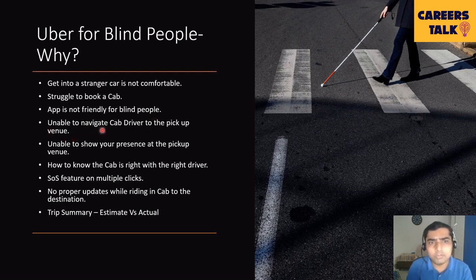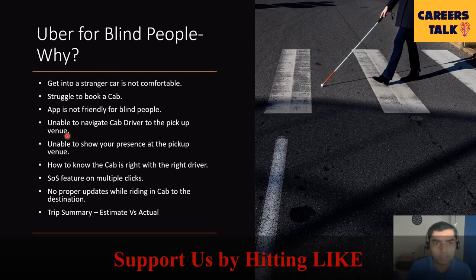Then there is being unable to navigate the cab driver to the pickup location or venue. So here it is very common. We are standing at the correct venue for the pickup, but the cab driver always calls us just to verify, to guide him to reach the pickup venue. But can a blind person do all these things, to tell the exact location? What is in front of him, what shop or any milestone.